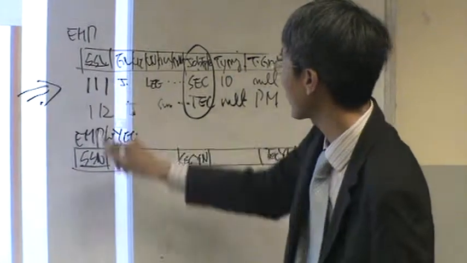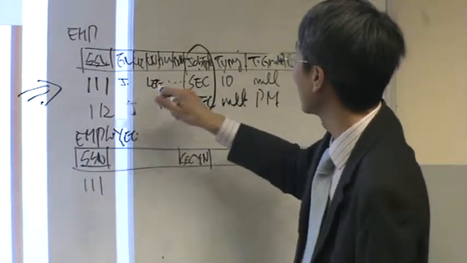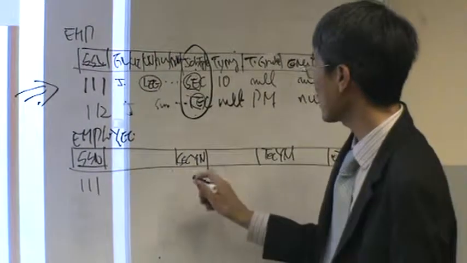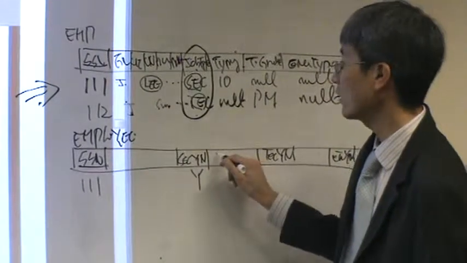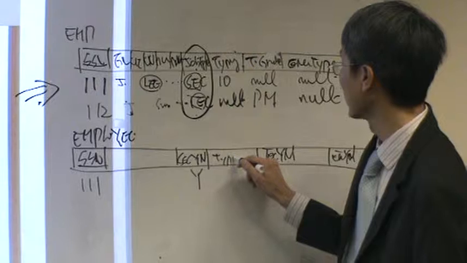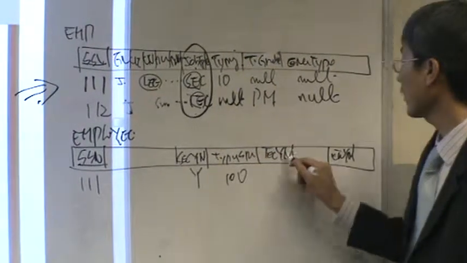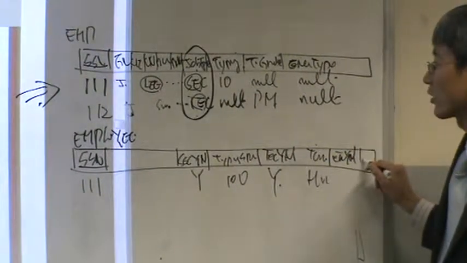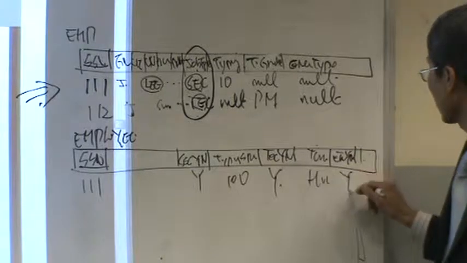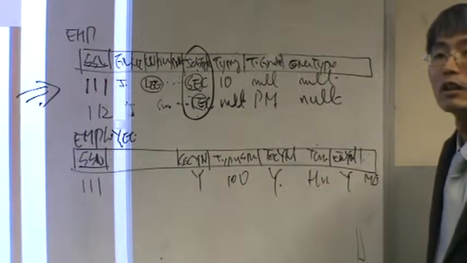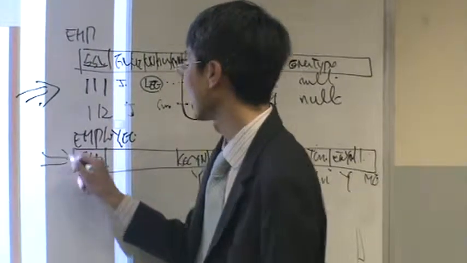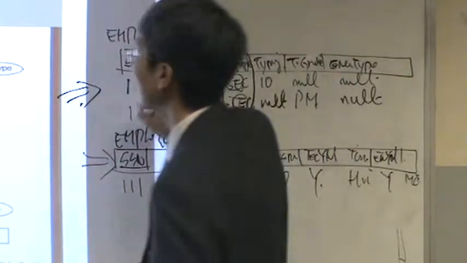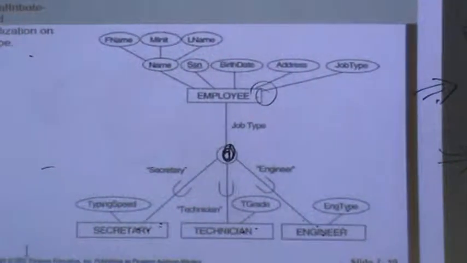So for example, social security number 111. I'm both the secretary and technician and the engineer, which means secretary, yes, and this one is the typing speed, 100. Technician, yes, so then T grade is high. And engineer type is a mechanical engineer, something like that. In case of overlap, this one is better. Right? So you can select one of the four options.